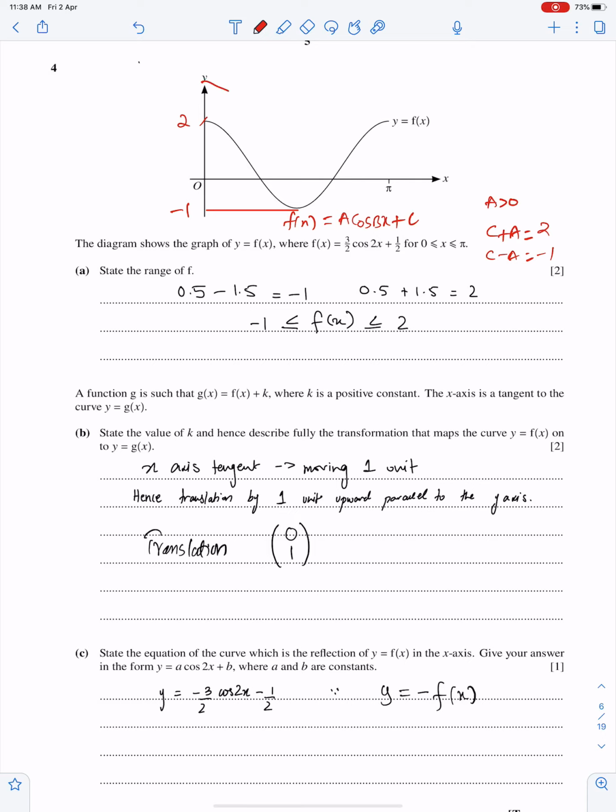Let me sketch this. So when you bring this curve 1 unit up, this curve will be here. Meaning the x-axis will be tangent to this curve. So you just need to write plus 1 here. So the value of k must be 1, meaning you have to translate this curve 1 unit up.